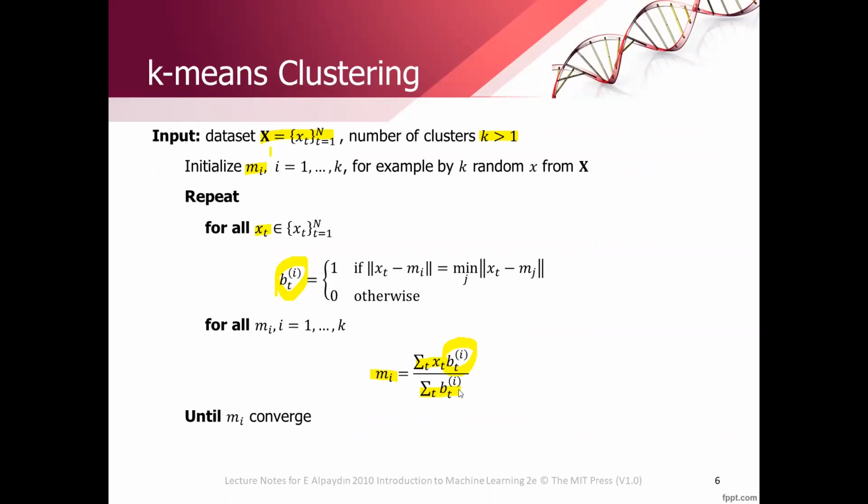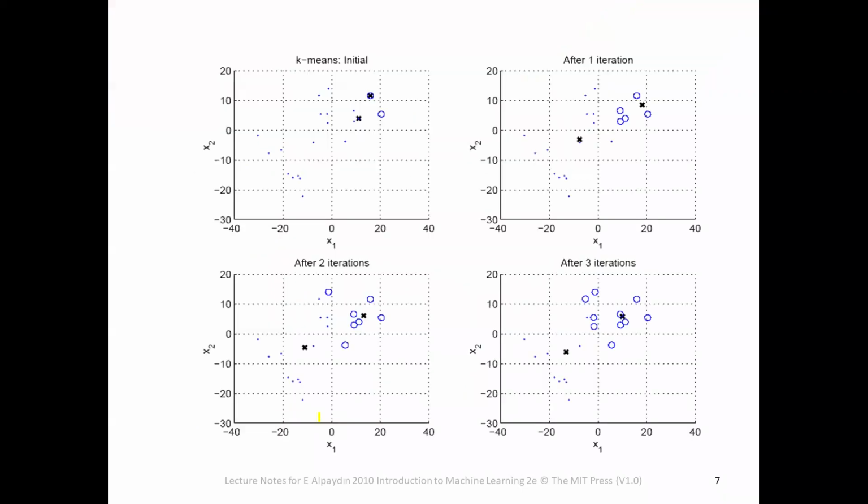And we repeat. So we again compute for each vector its representative. And then for each representative, we take the set of vectors which should be represented by the representative, and we compute a new value for the representative by computing the mean. And we repeat that until the M i converge, so they stop changing, or they change only very little.